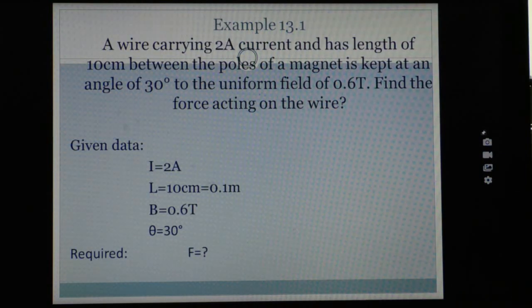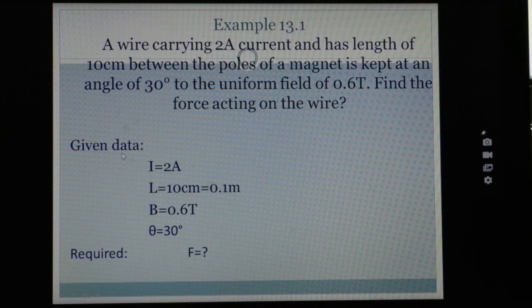Here is a solved example, the first solved example of the chapter. 13.1. A wire carrying 2 ampere current and having length 10 centimeter between the poles of a magnet is kept at an angle of 30 degrees to the uniform magnetic field of 0.6 Tesla. Find the force acting on the wire.